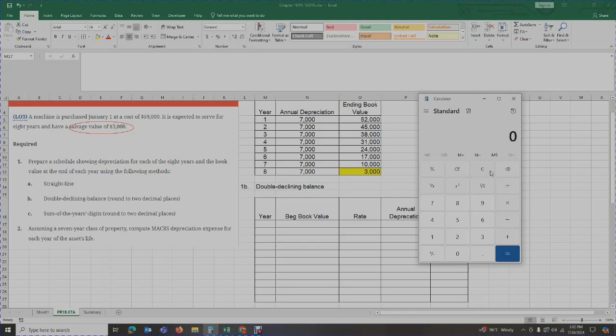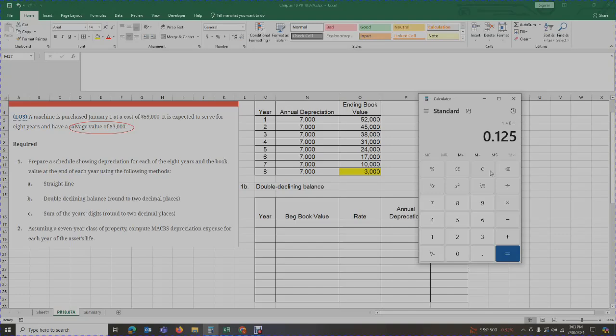So let's do it again. How is she getting that? First, we have to calculate the straight line depreciation rate, okay? To calculate the straight line, you always start off with 1 divided by the number of years that we are expected to have this asset. In this problem that we're working on, we are going to have this asset for 8 years, so we're going to divide by 8. So that gives me a percentage of 12.5% or 0.125. Okay, that is my straight line rate. Every year I would depreciate it that much.